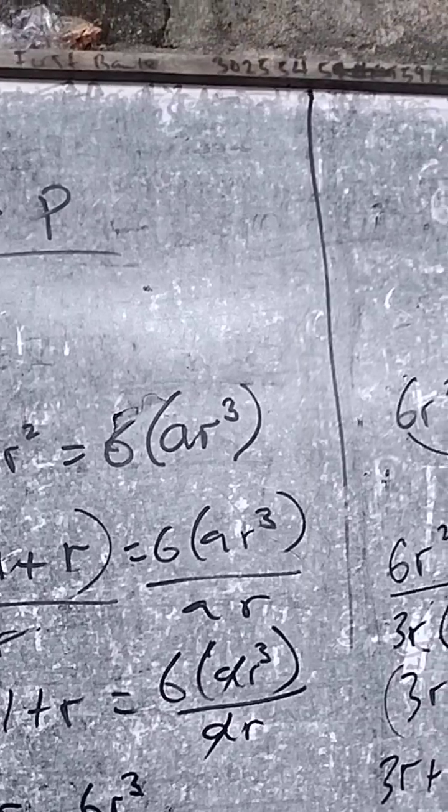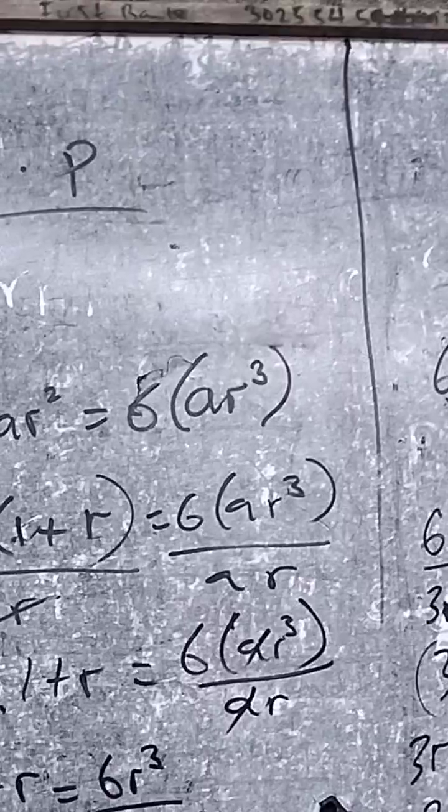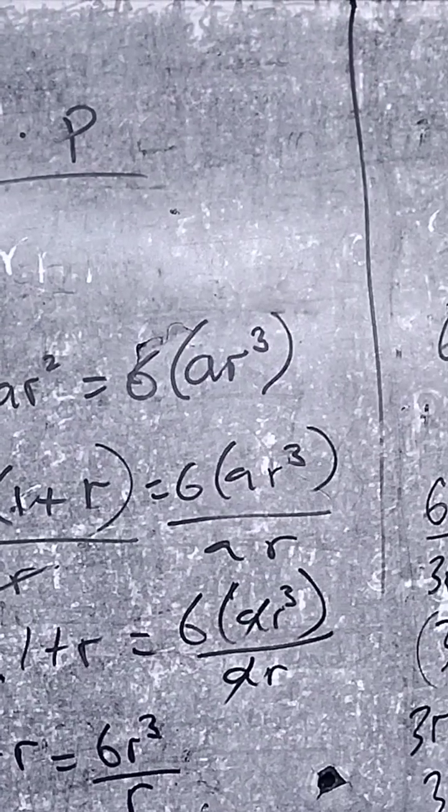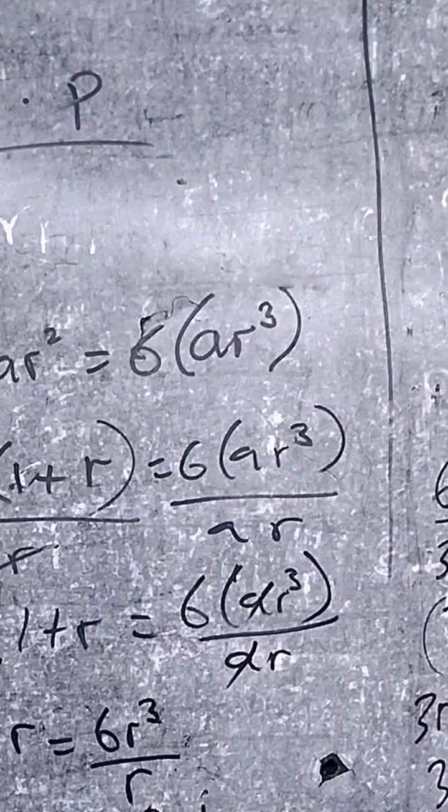The first term of a geometric progression is 6 times the fourth term. Find the two possible values of the common ratio. Okay, let's stop there. Let's do A first.